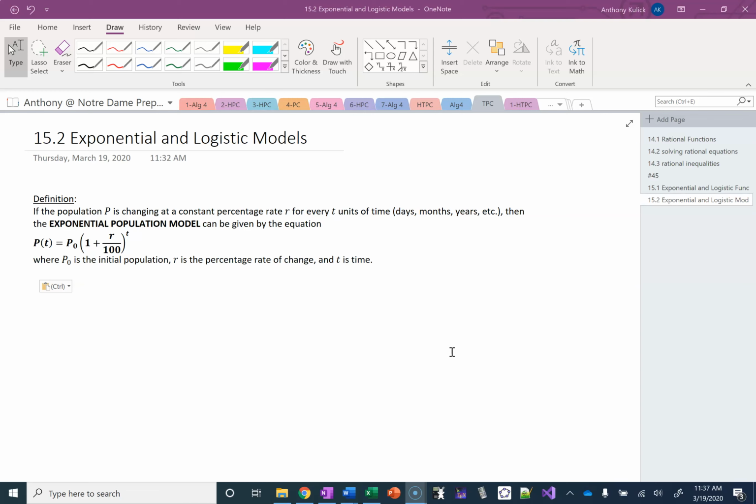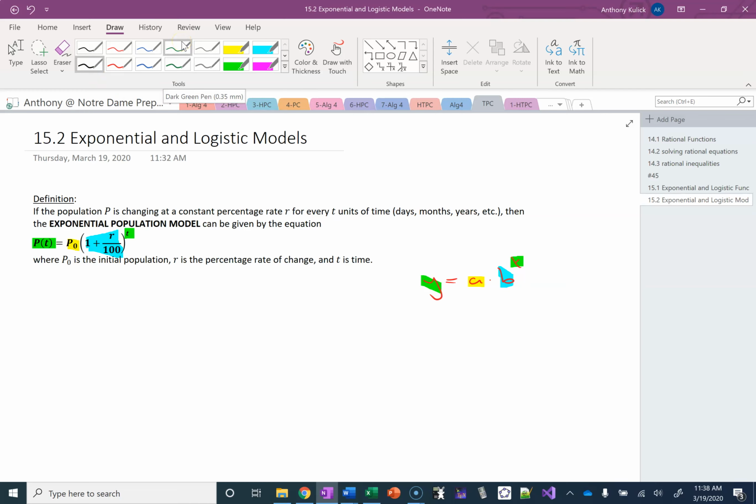I just want to point out that this is still really our exponential form, y equals a times b to the x, where a is just P sub 0, 1 plus r over 100 is really just our b, t is just x, and P of t is just my y. So this is still just describing an exponential function. It's the same description that we saw before. We've just written it a little bit funny.